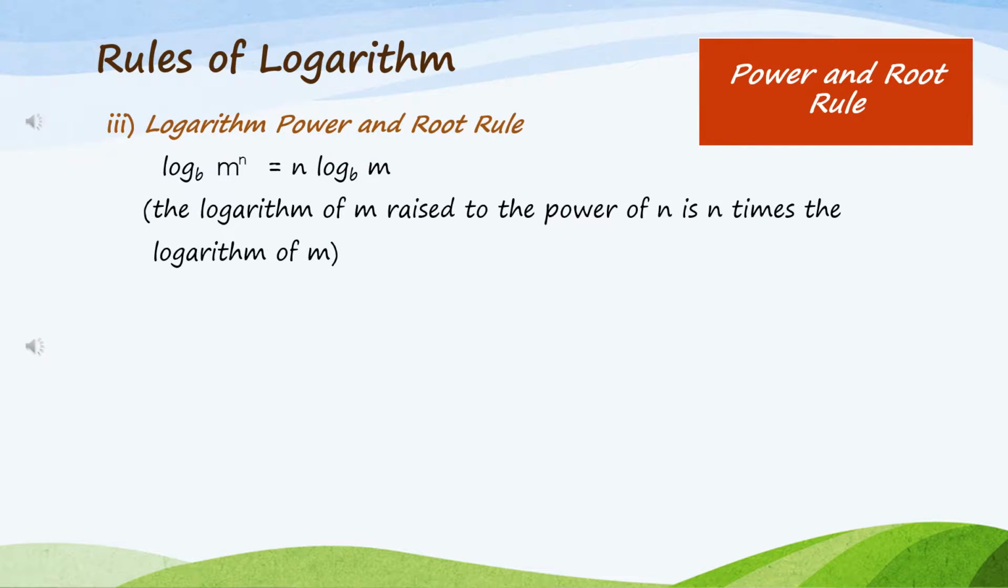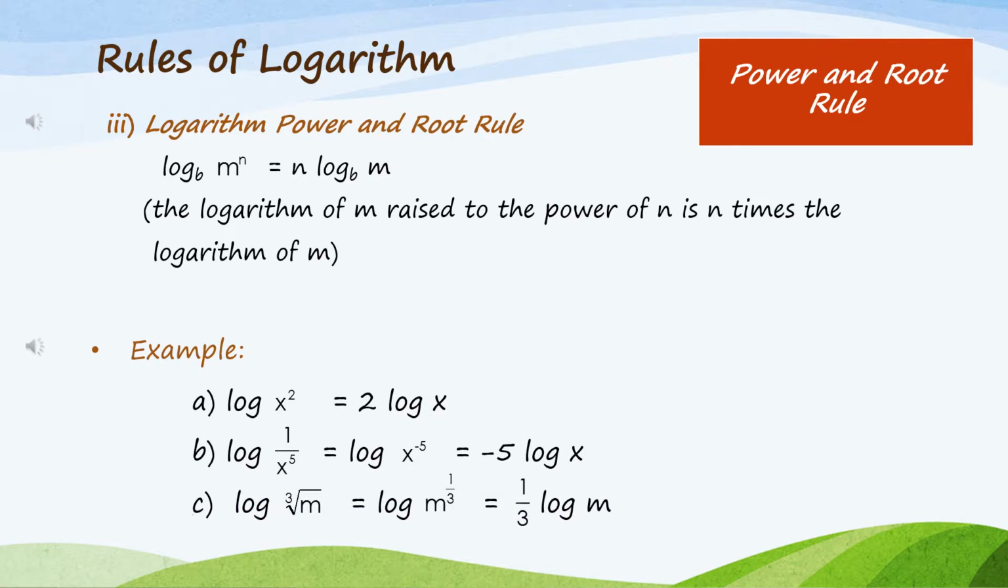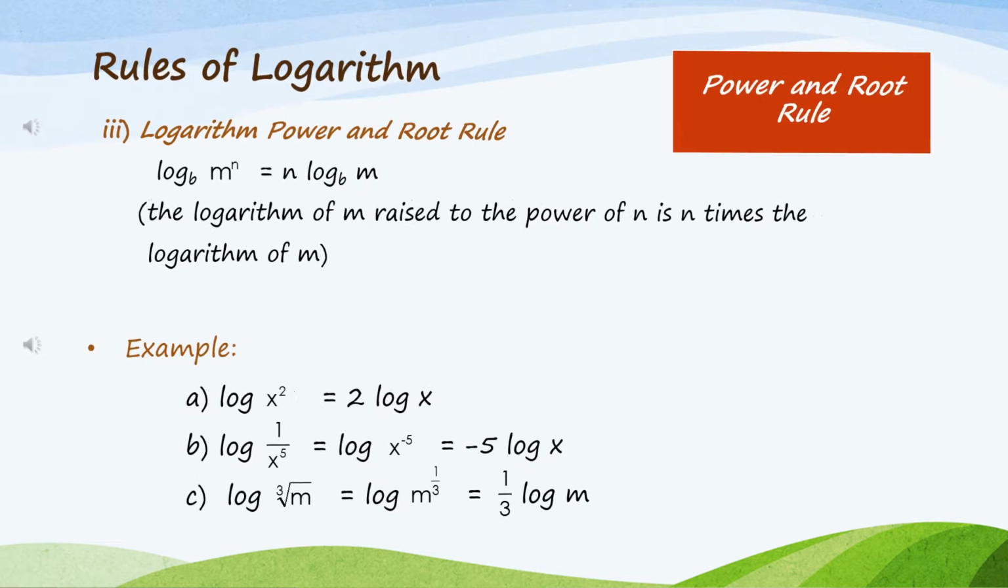The logarithm of m raised to the power of n is equal to n times the logarithm of m. Example: a, log of x squared is equal to 2 times log of x. b, log of 1 over x to the power of 5 is equal to log of x to the power of negative 5, which is equal to negative 5 times log of x. And c, log of the cube root of m is equal to log of m to the power of 1/3, which is equal to 1 over 3 times log of m.